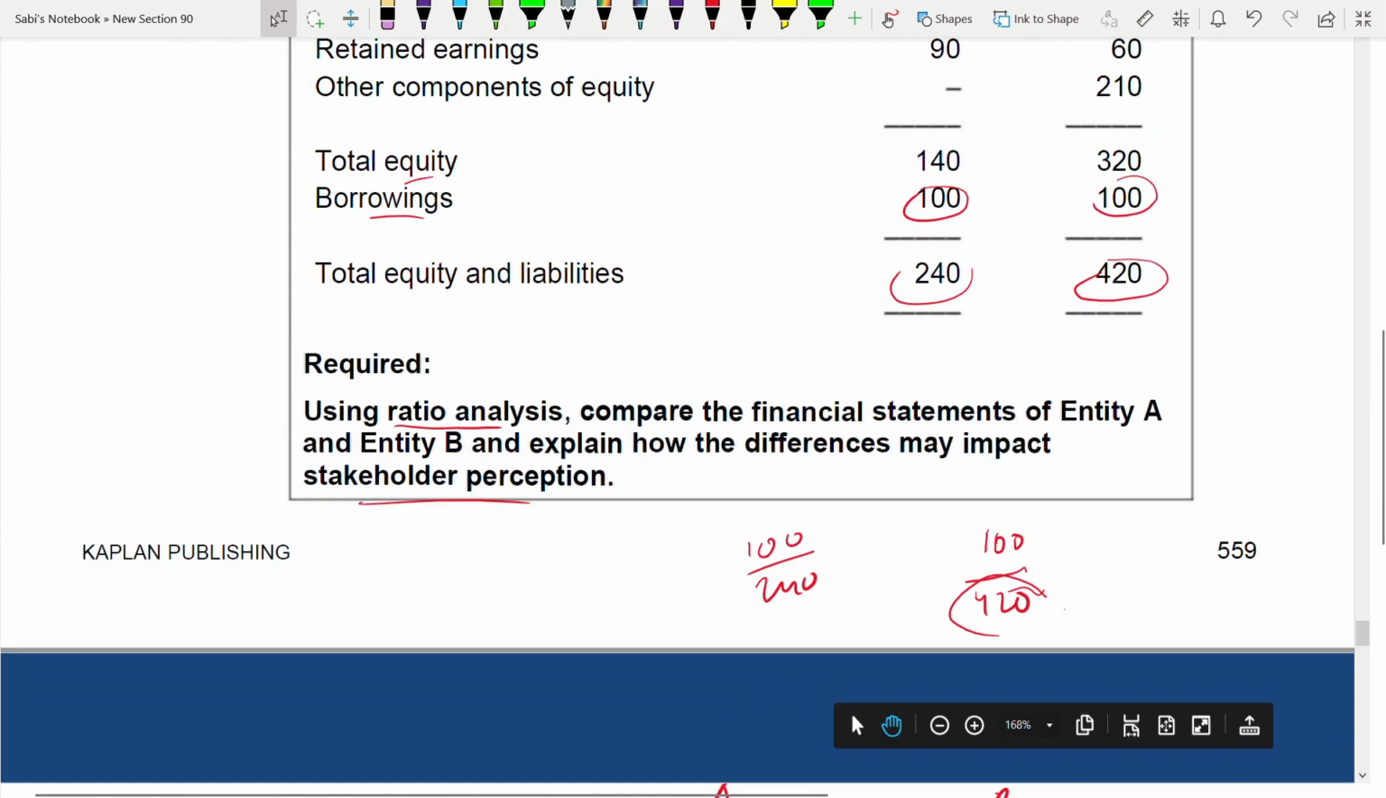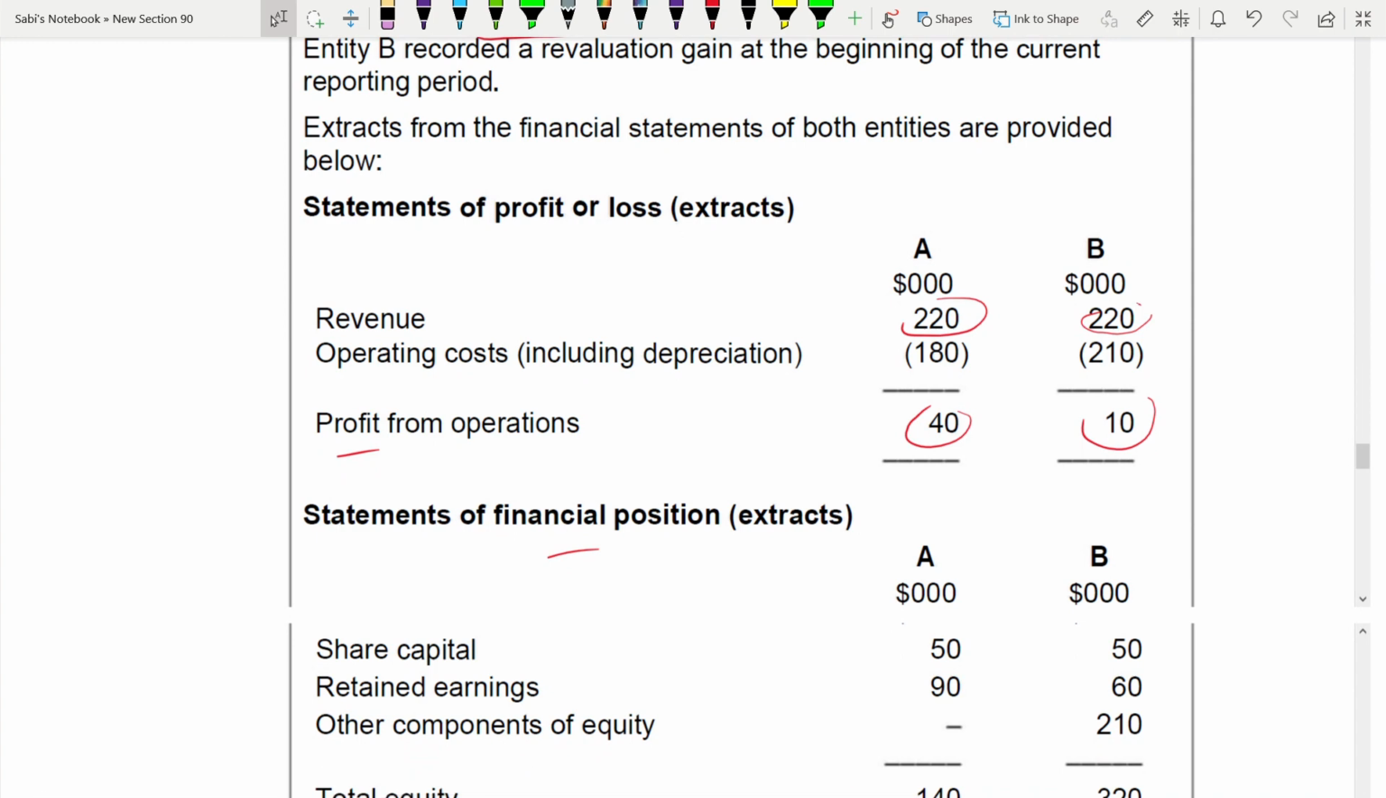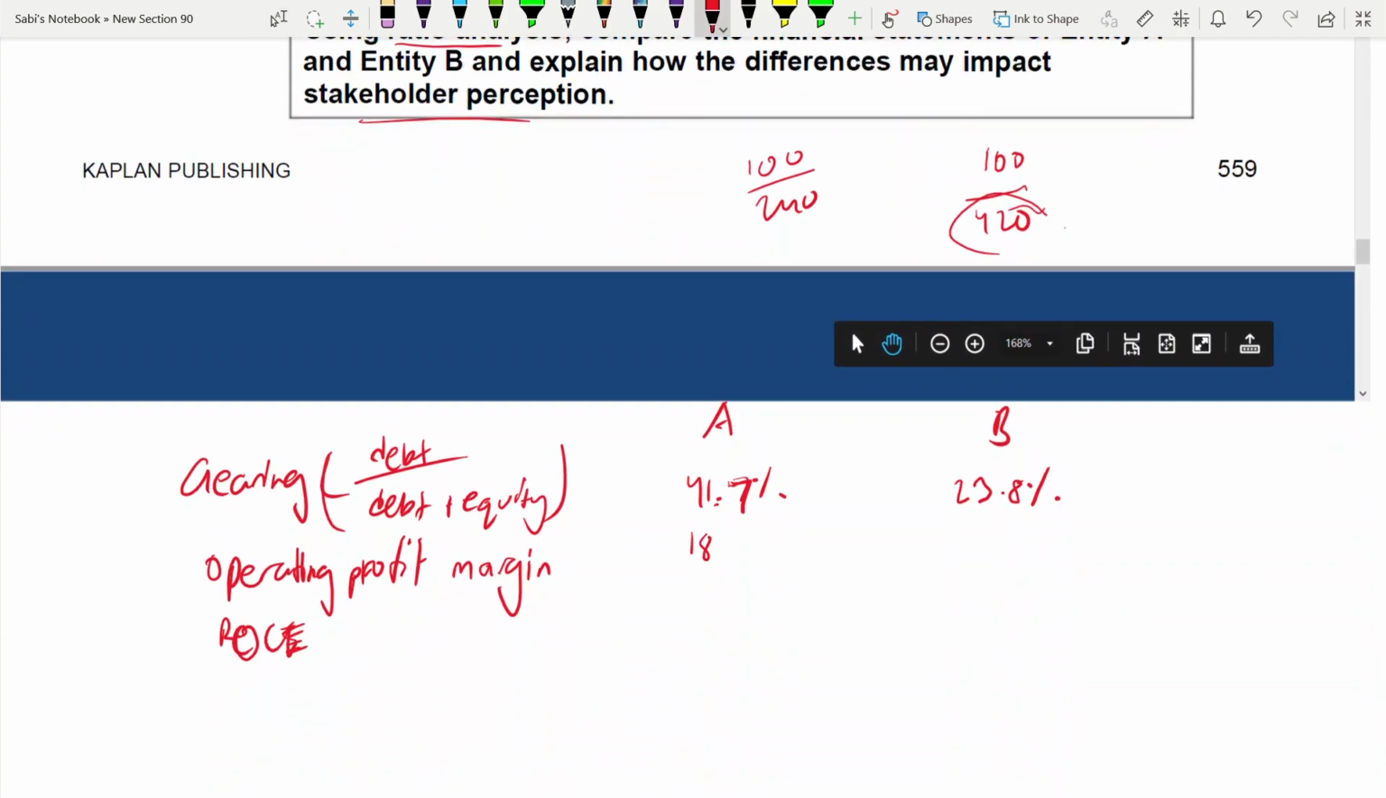Coming to operating profit. Operating profit is simply profit 40 divided by 220. Here it's 10 divided by 220. So obviously in A you'll have a bigger percentage because you have 40, and here you have less profit even though revenue is the same. So here it will be 18.2%. Here it would be 4.5%. Such a drastic difference, just by having lower profit. Here you had 40 as profit, here you had 10, and revenue was 220. Revenue was the same, only profit differed.